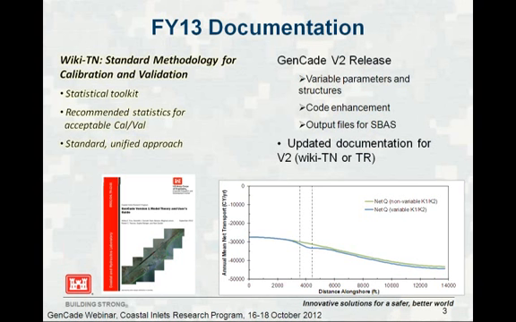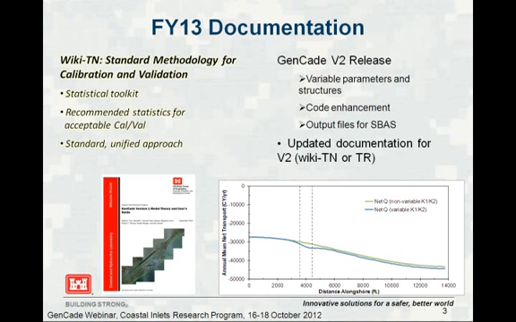And then I want to talk a little bit about some of the additional documentation during this FY. The first is we're working on a technical note about standard methodology for calibration and validation. This will include a statistical toolkit, and it will also include recommendations for statistics for acceptable calibration and validation. And it will present a standard unified approach. That's something we're still working on. We'll be working on it through the FY. We may or may not have the TN finished by the end of this FY.